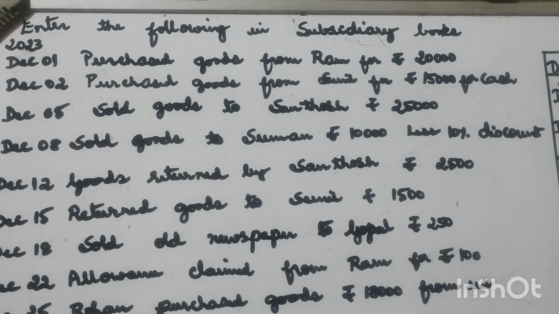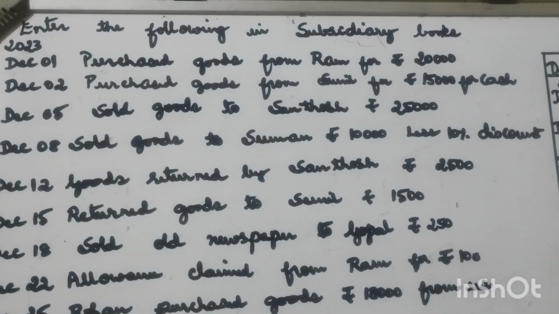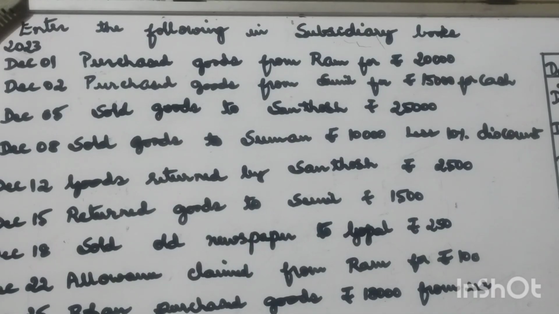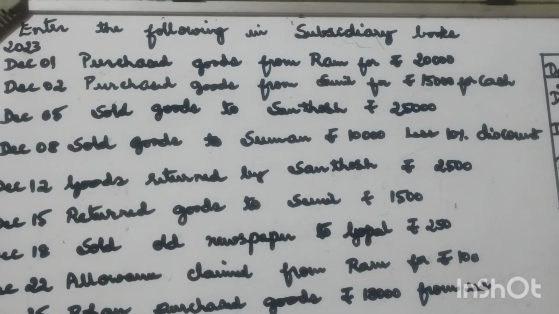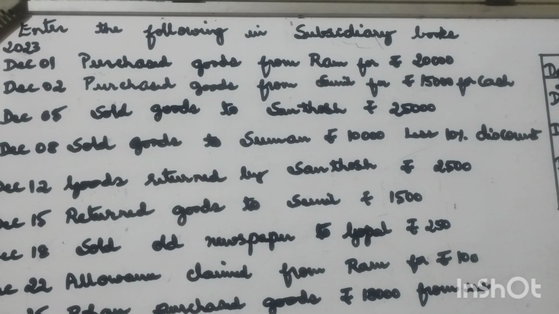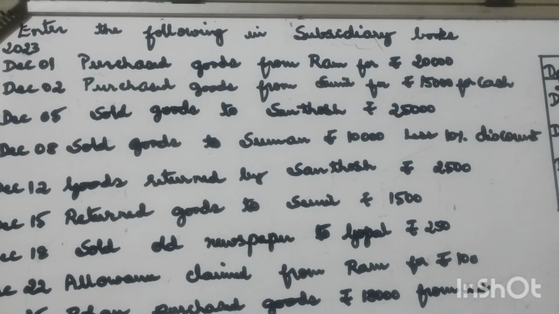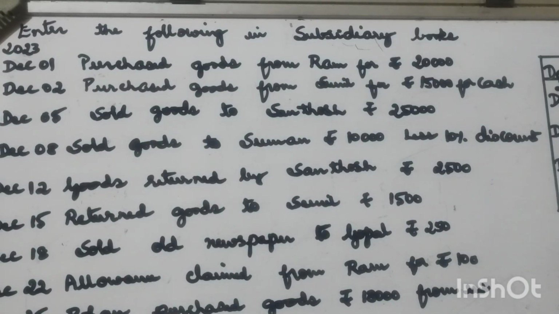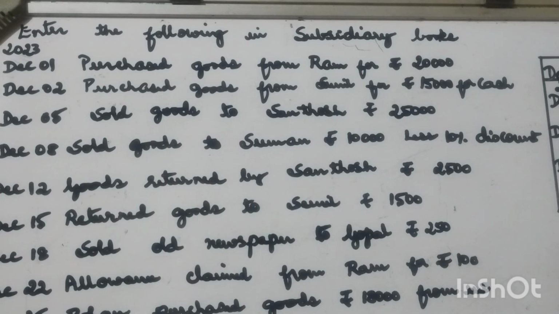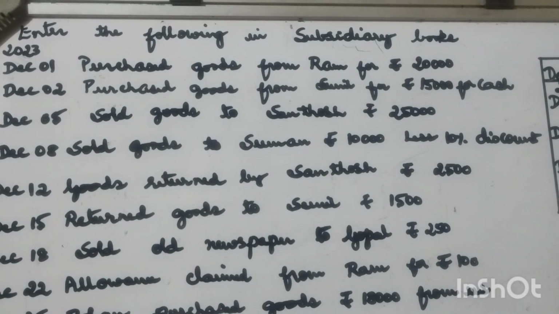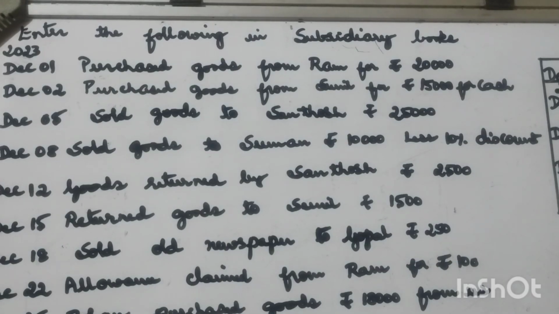Here is a problem. Enter the following transactions in subsidiary books. Various transactions are given in the question. 2023 December 1st, purchased goods from Ram for rupees 20,000. December 2nd, purchased goods from Sunil for 15,000 for cash. December 5, sold goods to Santosh, rupees 25,000. December 8th, sold goods to Suman, rupees 10,000, less trade discount.